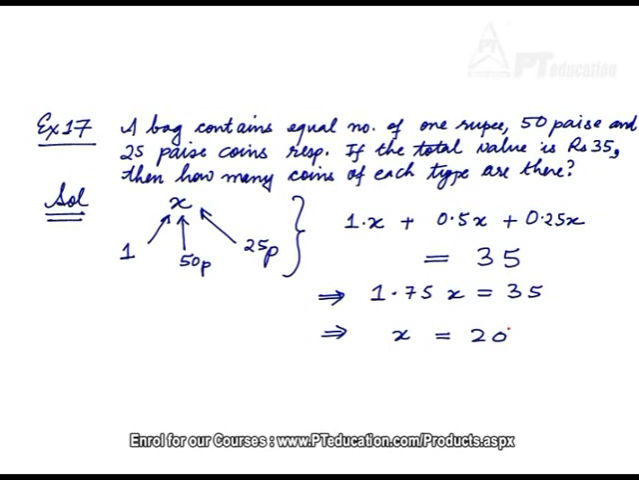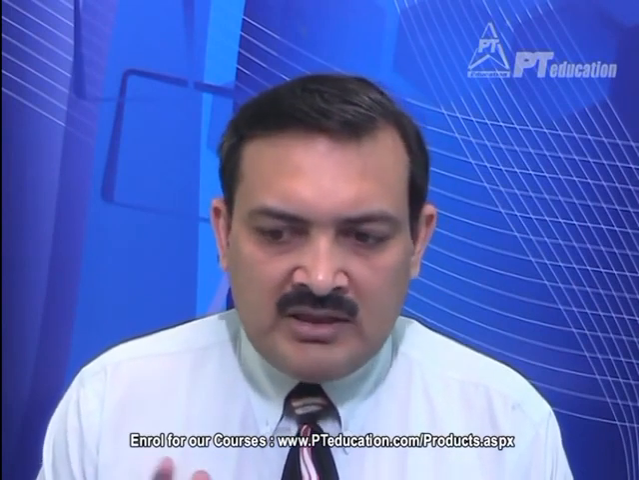So a very beautiful equation in rupees is prepared. Solve for X. This gives you 1.75X is equal to 35. And so X will be 20. So this answer means that there are 20 coins of 1 rupee, 20 coins of 50 paise and 20 coins of 25 paise. So if you have any doubt, mentally calculate and you will see they will add up to 35. Let's move on.